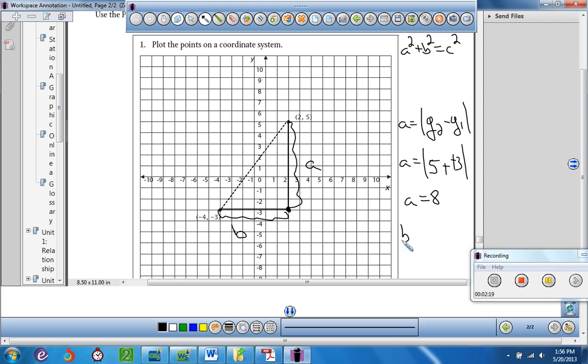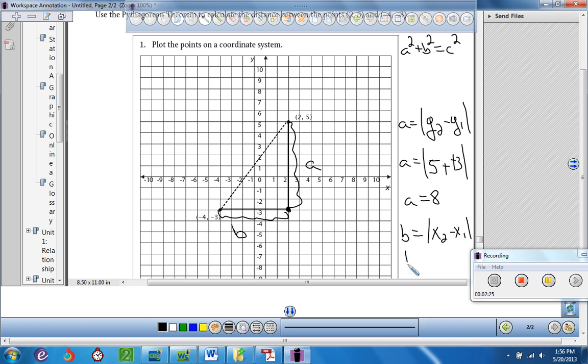Alright, now for B, it's going to be the same process, just using our x. It's x2 minus x1. Okay, so B would be equal to the absolute value of -4 minus 2. Okay, so we're going to end up with the absolute value of -6. So B is equal to 6.